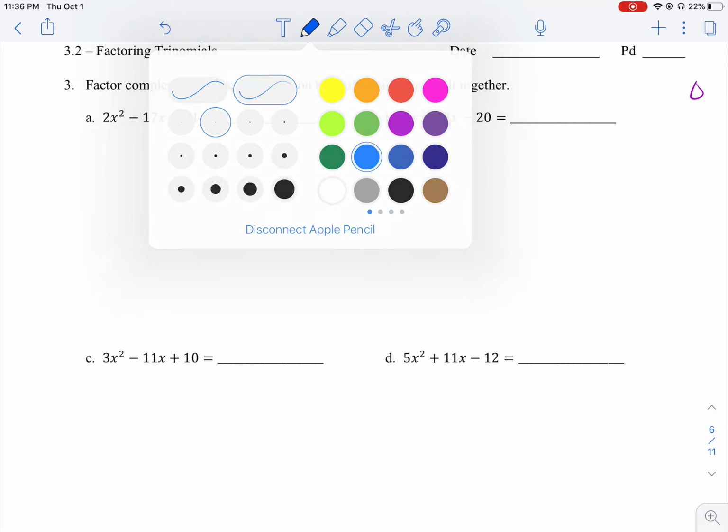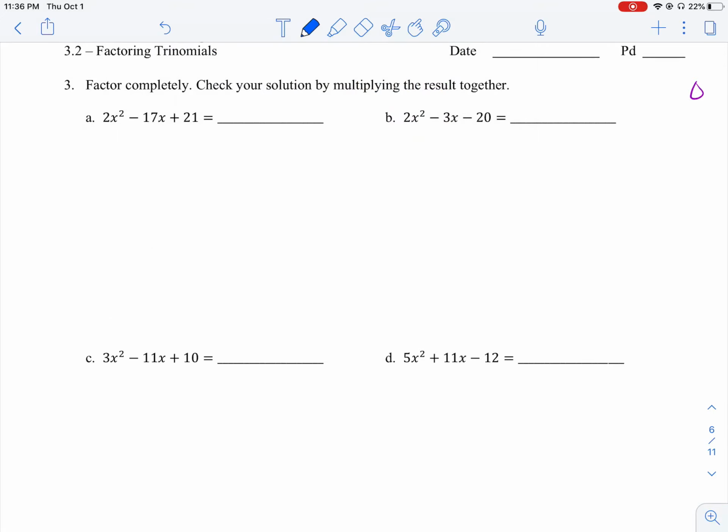So, let's analyze this. Is there a common factor between 2, 17, and 21? It doesn't look like it. So we can just continue on, making sure, because that's always the first thing you do: you have to figure out if there is a greatest common factor. But because there isn't one in here, we're just going to move on to multiply A and C. So A times C, 2 times 21, is 42.